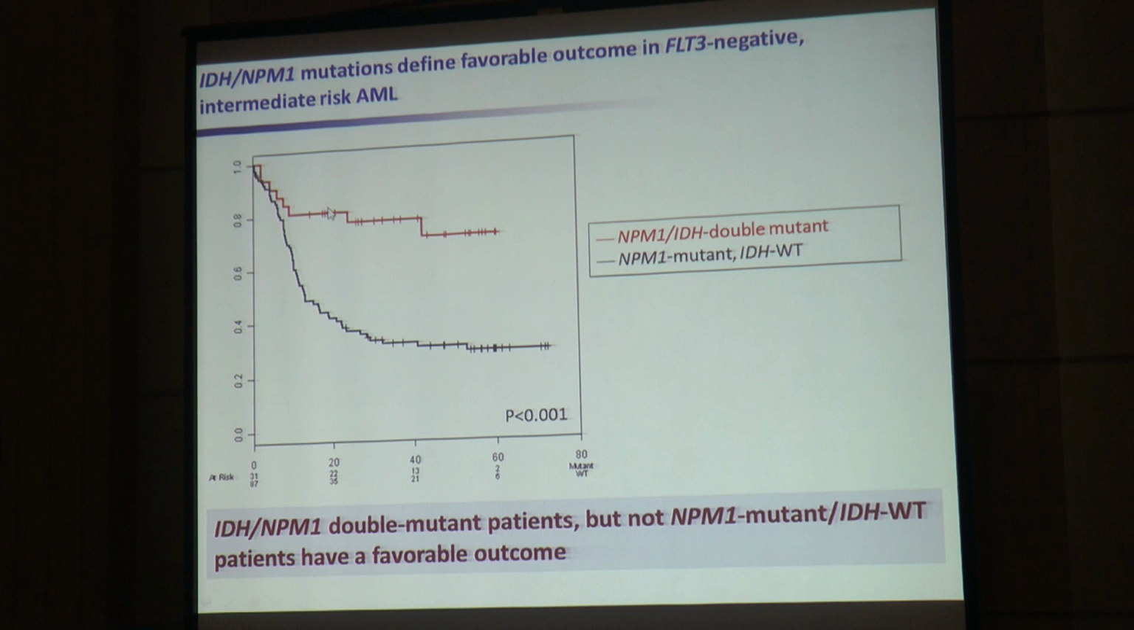They were so-called NPM1 IDH double mutant, which actually have a very good outcome, much better than other normal karyotype AML patients without the FLT3 mutation. And this was one of the interesting findings of this study.